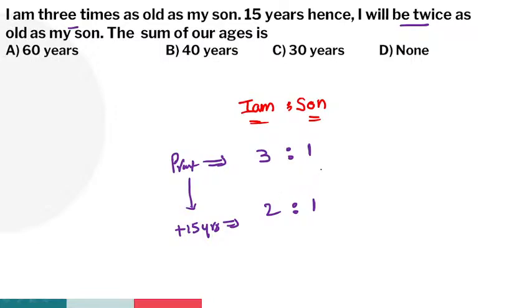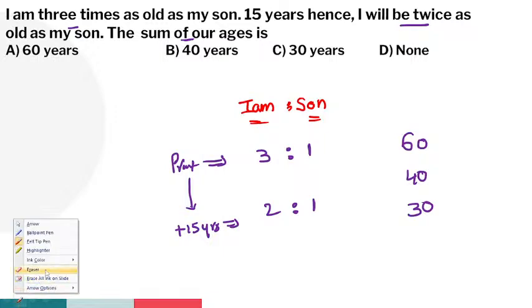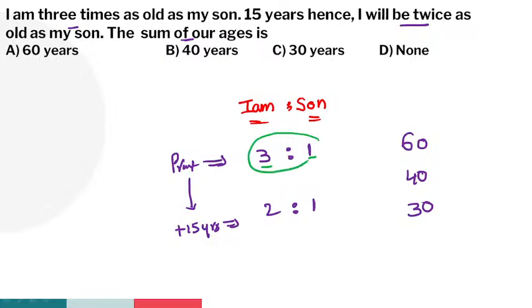Right? So find out the sum of our ages. Go through option verification. First option is 60. Second option is 40. Third option is 30. Right. So the sum of our ages. Present, I am 3 parts. My son is 1 part. Total how many parts? 4 parts. Right. 15 years hence, I am 2 parts. My son 1 part. Total how many parts? 3 parts, guys, here. So go through option verification.